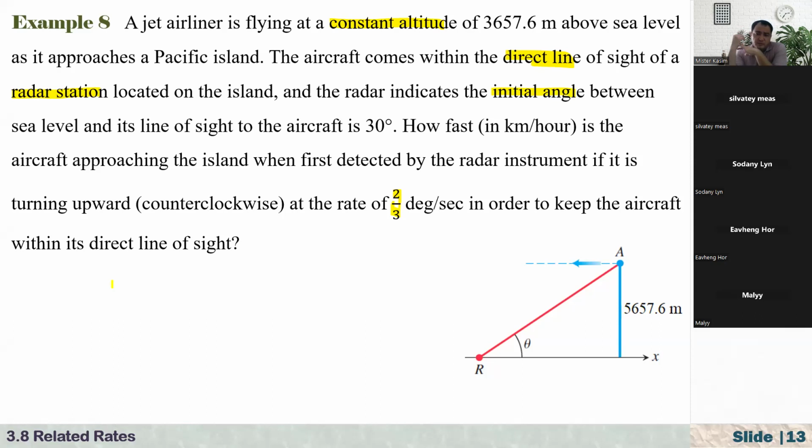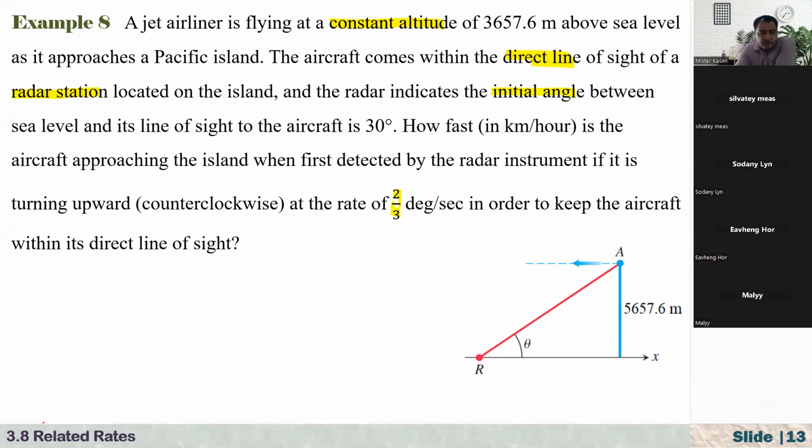How fast in kilometers per hour is the aircraft approaching the island when first detected by the radar instrument, if it is turning upward, counterclockwise, at the rate of 2/3 degrees per second in order to keep the aircraft within its direct line of sight?